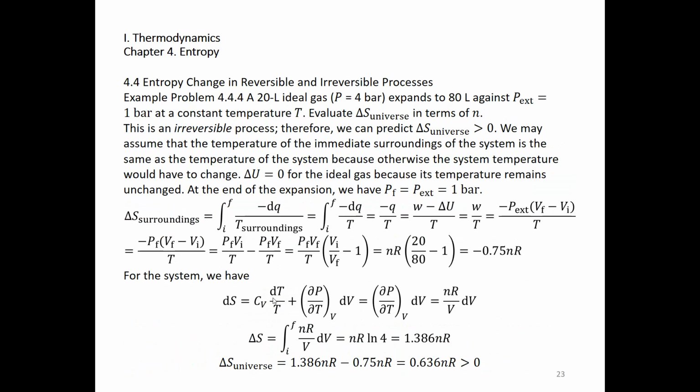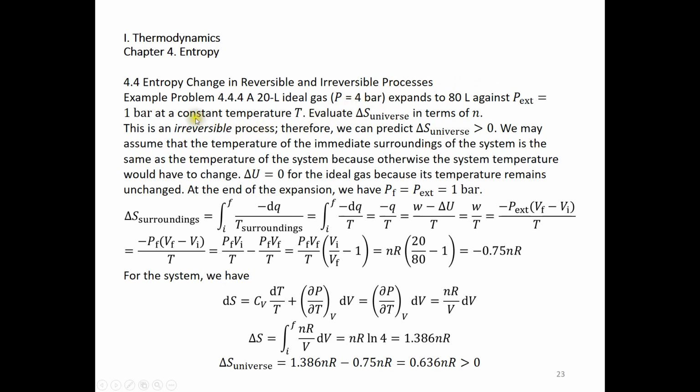Now let's look at one more numerical example problem, 4.4.4. Let's look at this 20-liter ideal gas with 4 bar pressure expanding to 80 liters against a P external equals 1 bar at constant temperature. It's isothermal. P is 4 bar initially, P external is 1 bar. Therefore, there is a finite difference between P external and P. We know this process is irreversible.